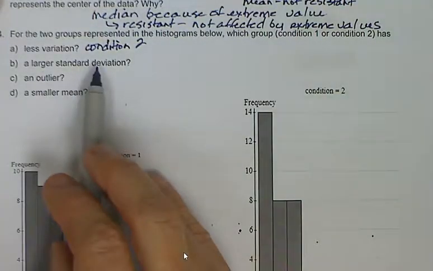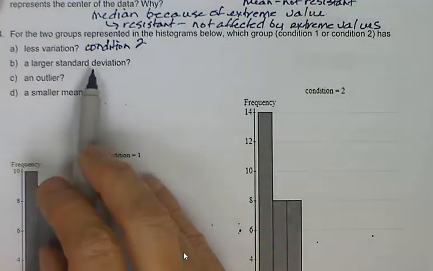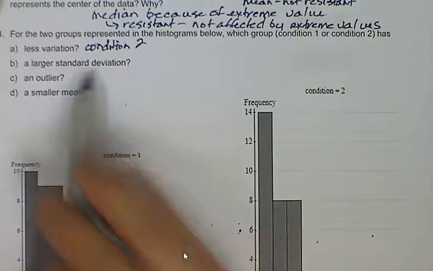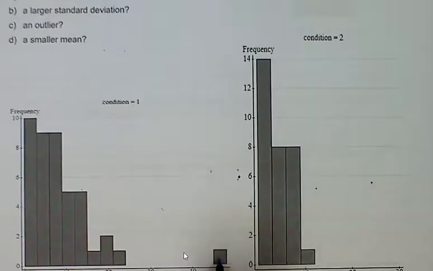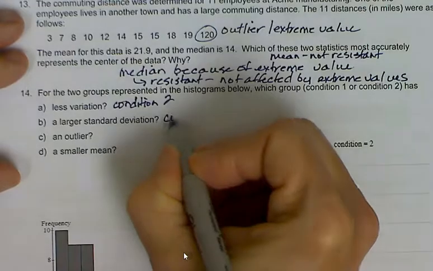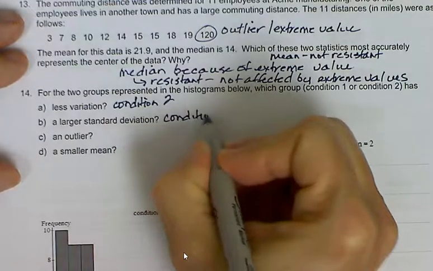Then we can think about which one would have a larger standard deviation. More variation means a larger standard deviation, and outliers or extreme values affect the standard deviation a lot. Having this one outlier would mean that this group would have a much larger standard deviation than the other one, which doesn't have an outlier. So the one with the larger standard deviation would be the condition 1 group.